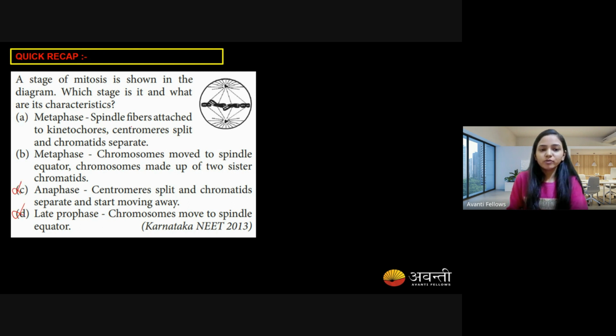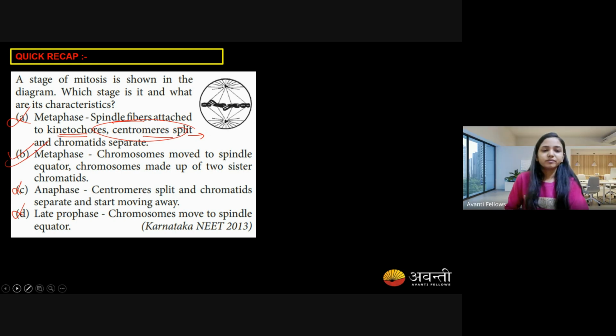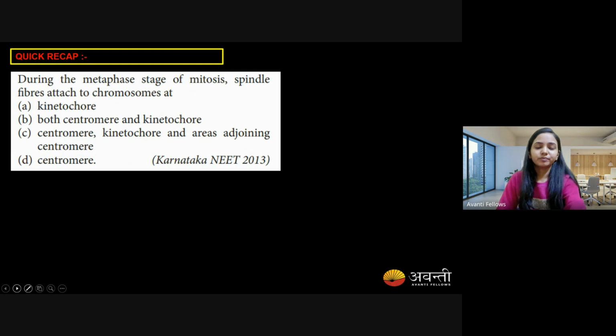In option A, they are saying spindle fiber attached to the kinetochore. Centromere split. Centromere split is the characteristic of which phase? Anaphase. So this should not be the correct answer. The correct answer should be B. Very good. Next question.